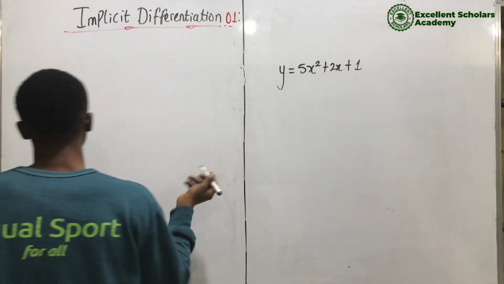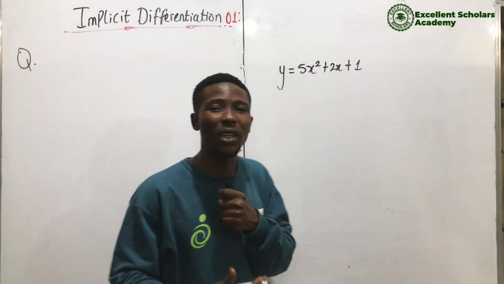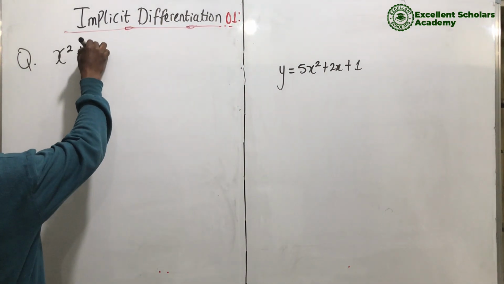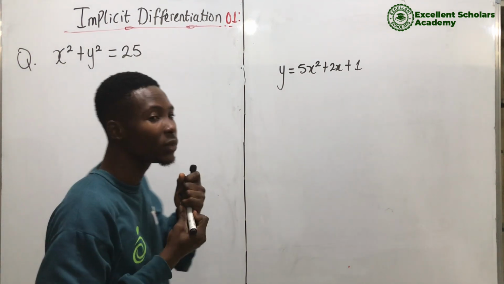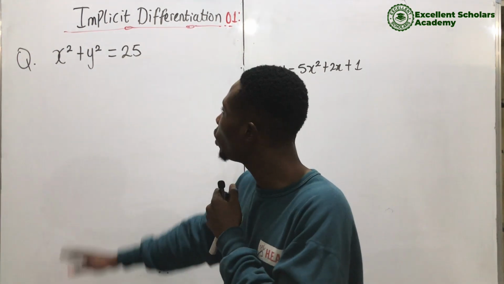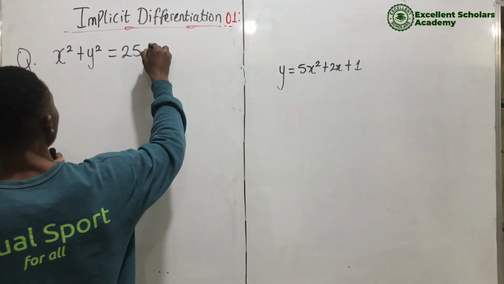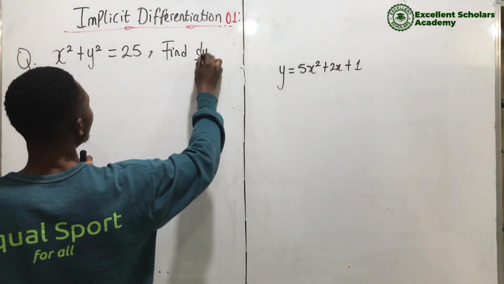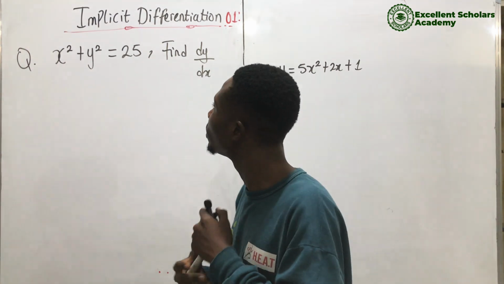Okay, so the first question we're going to look at, and see how we can solve it, implicitly will be x squared plus y squared is equal to 25. We want to differentiate this. We want to find dy/dx. You are given this, and we want to find dy/dx, or differentiate this, or find the derivative of this.